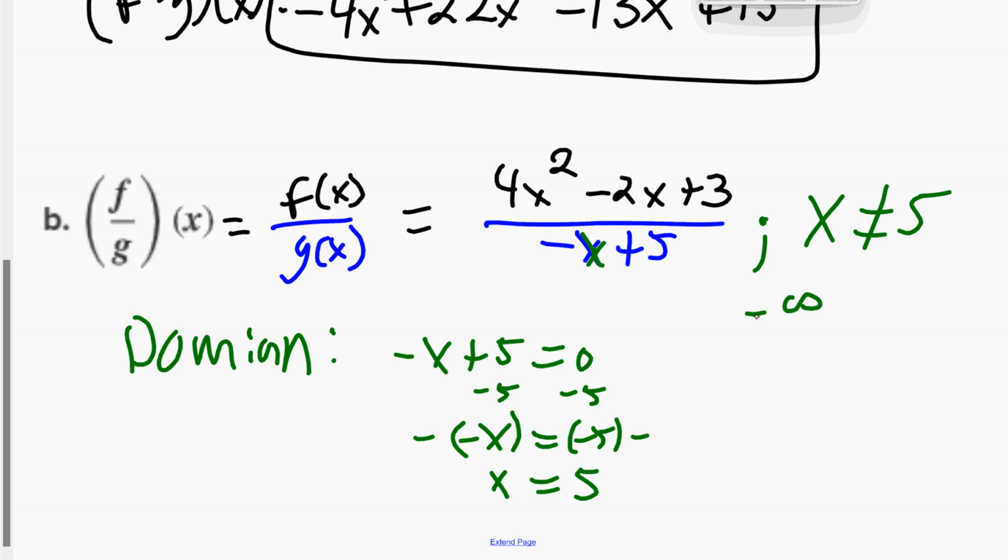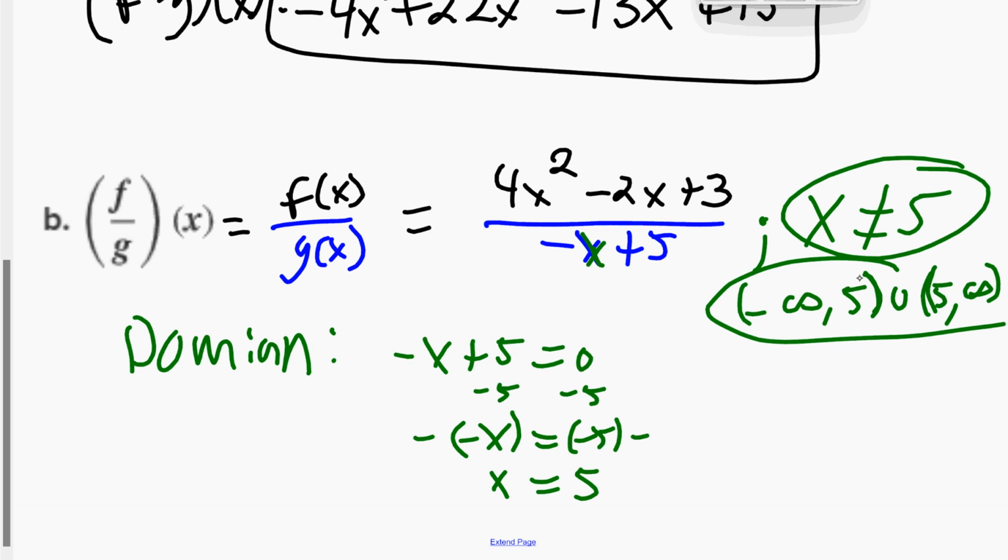So x can be everything else. It can go from negative infinity up until 5, but it can't be 5, and then after 5, it can be greater than 5. That's why it's a parenthesis, because it can't be 5, to infinity, right? So it's either written like that, or it's written in interval notation.